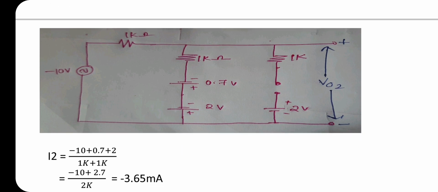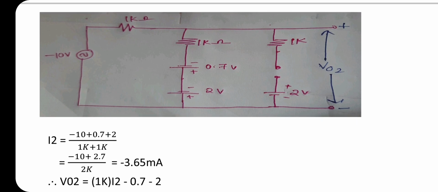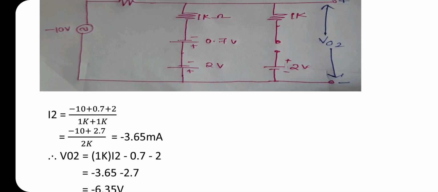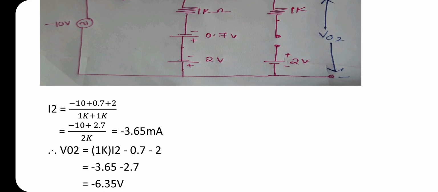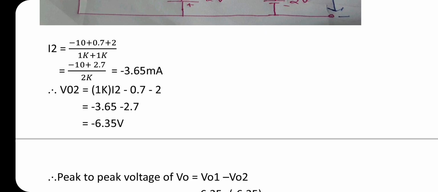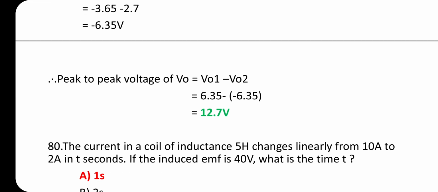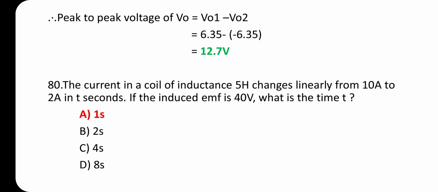Here I2 equal to minus 10 plus 0.7 plus 2 divided by total resistance 1K plus 1K. Here we will get, after solving, I2 equal to minus 3.65 milliampere. Therefore V02 equal to 1K into I2 minus 0.7 minus 2. That is V02 equal to minus 6.35 volt. Therefore peak to peak voltage of V0 equal to V01 minus V02. That is 6.35 minus of minus 6.35, that is 12.7 volt.